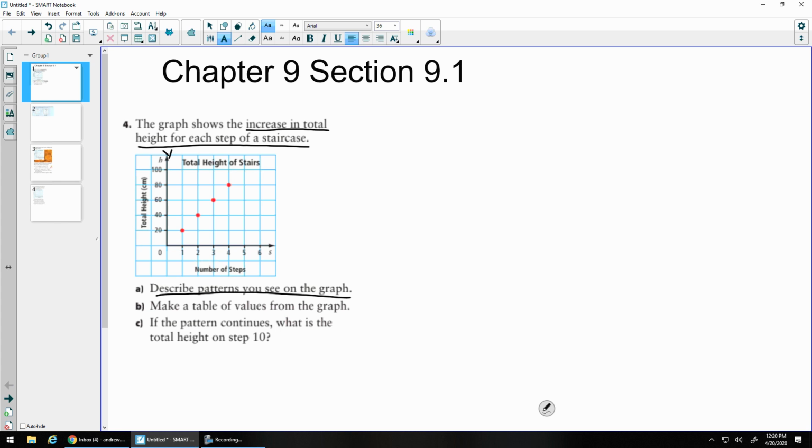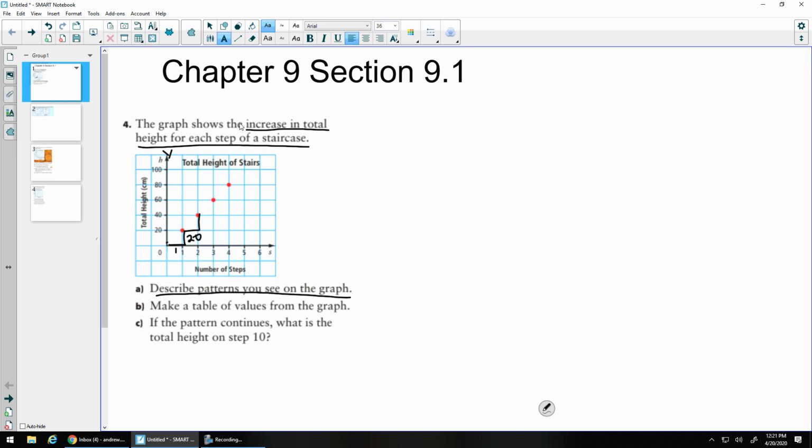You could also say something like, for every one step you go up 20 centimeters, because we see with one step you went up 20, then another step you went up 20. You can also talk about horizontal and vertical movements. So for every 1 unit we move to the right, we move 20 units up, because this doesn't go up by ones, this is going up by 20 each time. Okay, so there's actually like 20 in between here.